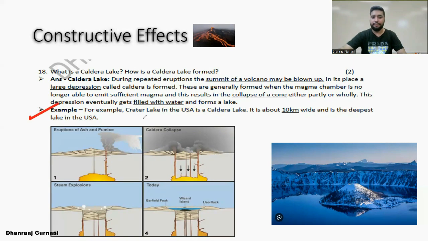Very important example of caldera. Crater Lake in USA is an example of the caldera lake. Here is an example of the caldera, that is the Crater Lake in USA, as per your syllabus. There are more caldera lakes around the world. Crater Lake in USA is one example which you have. It is about 10 kilometers wide and the deepest lake in USA.